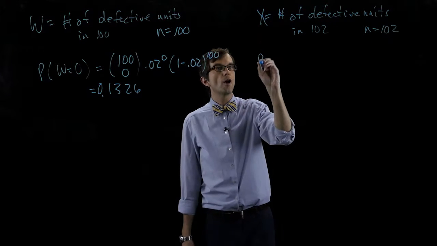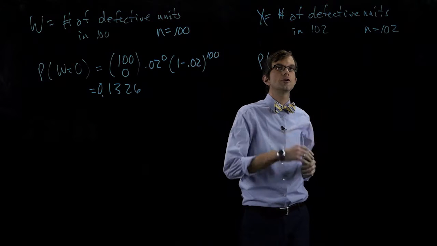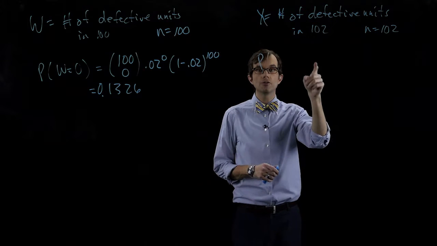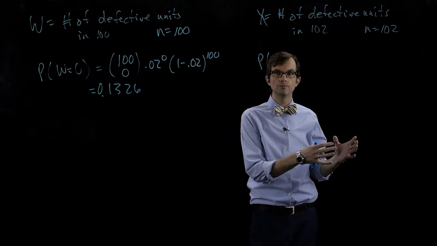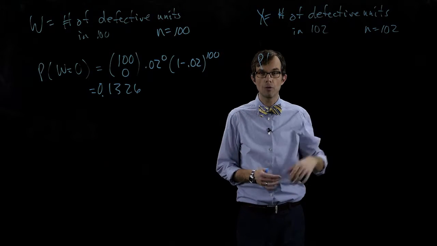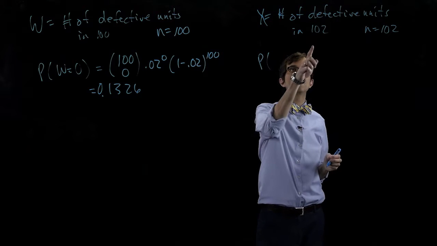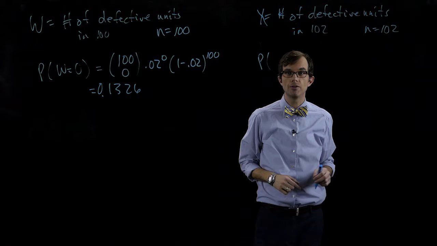And we want to know what's the probability that, so let's make sure we got what's going on. We have 102 units on hand. We have 100 orders to fill. Okay? What's the probability that we can fill all 100 orders without reordering? That means that we can have 2 or fewer defective units.